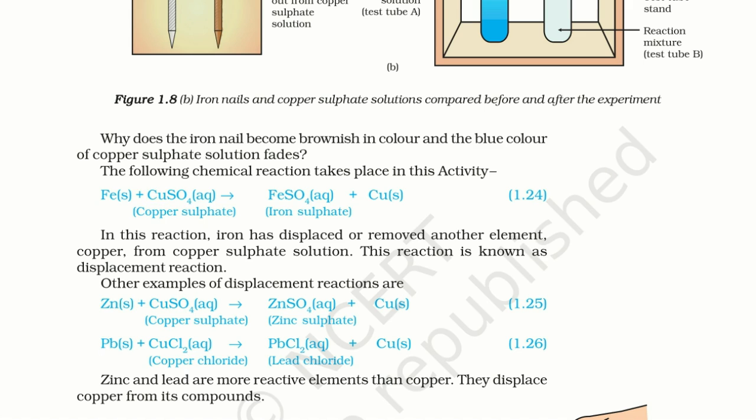So in a displacement reaction, the more reactive metal displaces the less reactive metal. Here, the least reactive metal was copper. Zinc and lead are more reactive than copper. They displace copper from its compound.